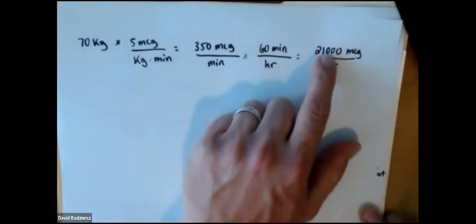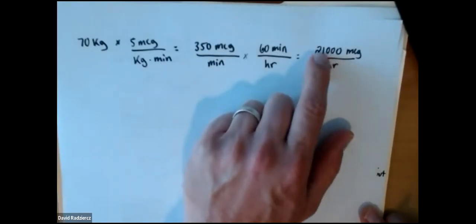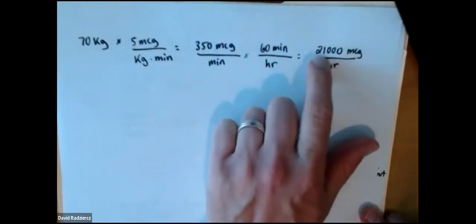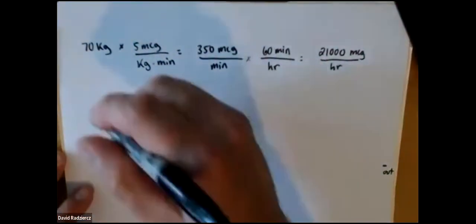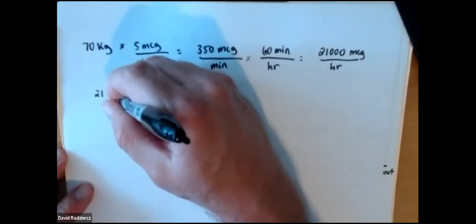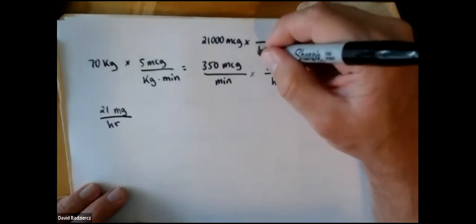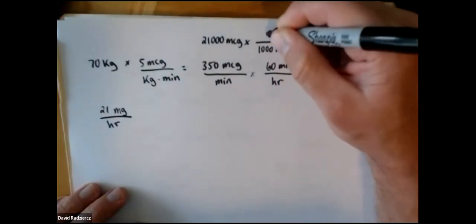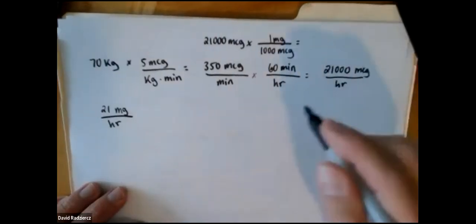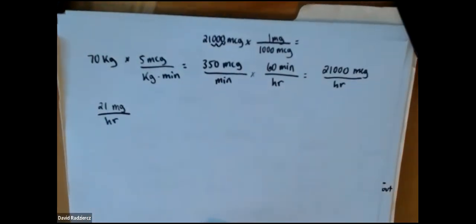I don't want micrograms, I want milligrams. In order to convert micrograms to milligrams, I'm just going to divide by 1,000, or I can move my decimal point over 3 places. Either way, we're going to come up with 21 milligrams per hour as our answer. And if you need to see that, there are a couple ways you can do this. If you're going to do dimensional analysis, there are 1,000 micrograms in 1 milligram. You could also move the decimal point, like I said, over 1, 2, 3 places. So there's a couple different ways in which you can set that problem up to get to your answer.